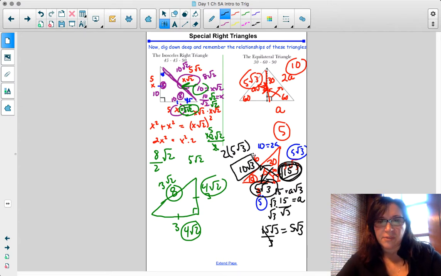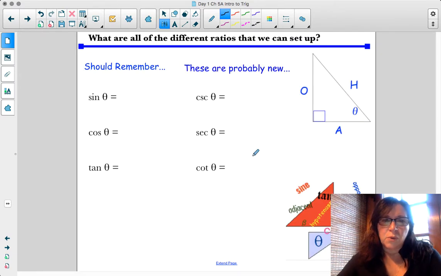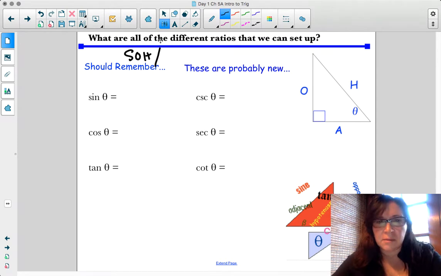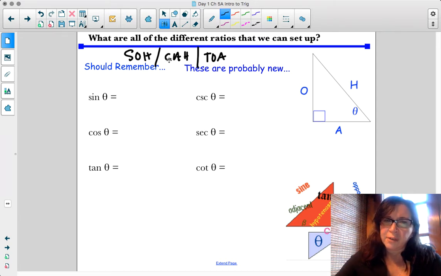Okay, so that's a little warm up and review from geometry. So going back to sine, cosine, and tangent, SOHCAHTOA, our mnemonic. A mnemonic is just letters that help you remember a pattern or a formula. What this says is the sine of an angle is opposite over hypotenuse, cosine of an angle is adjacent over hypotenuse, and tangent of an angle is opposite over adjacent.